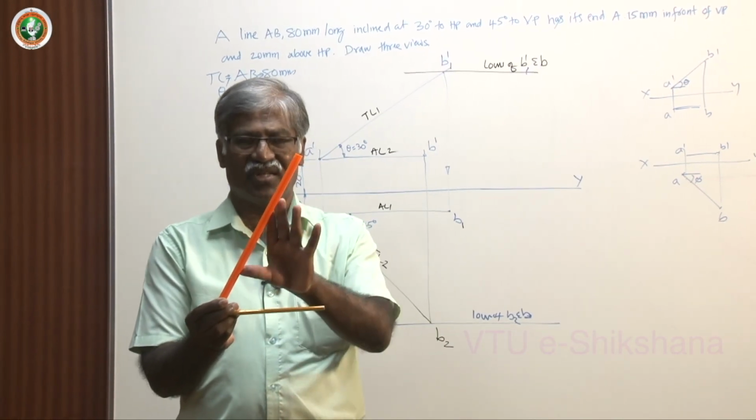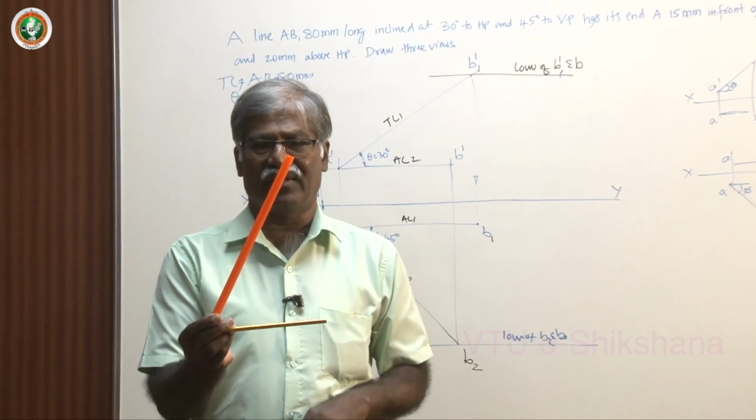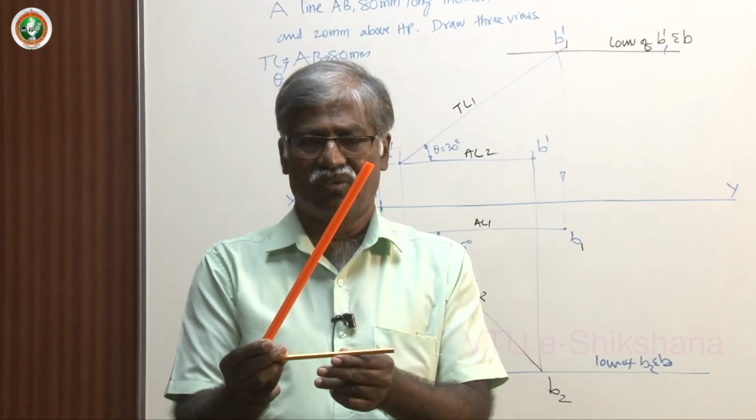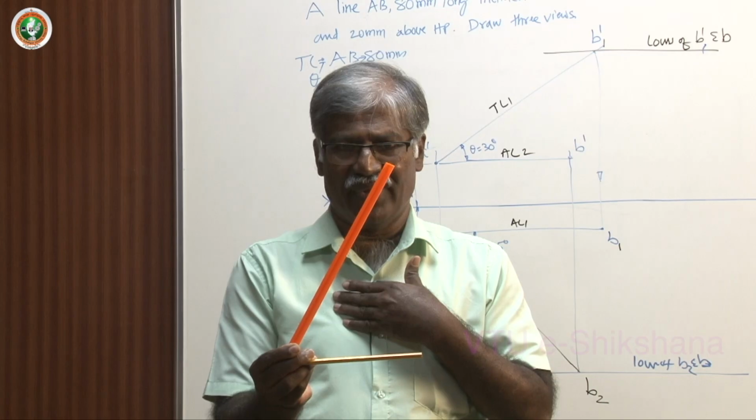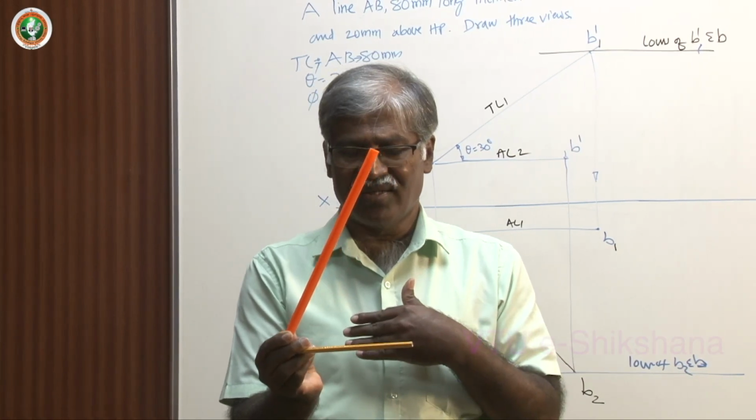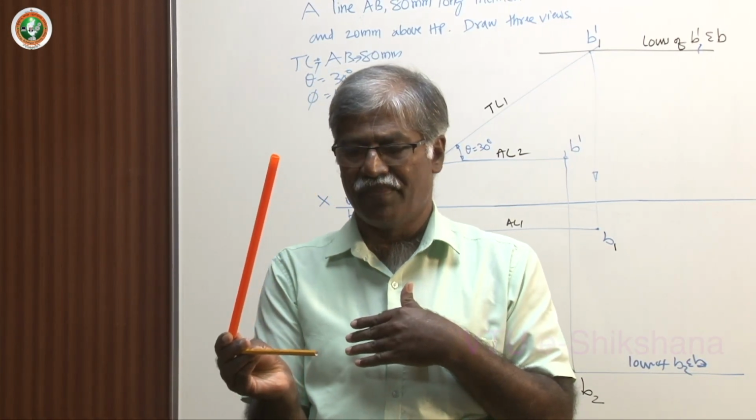This is the top view. This is 10 centimeter, say this is 6 centimeter. Now it is inclined only to HP and parallel to VP. Just observe here. Now you start changing the inclination to VP.